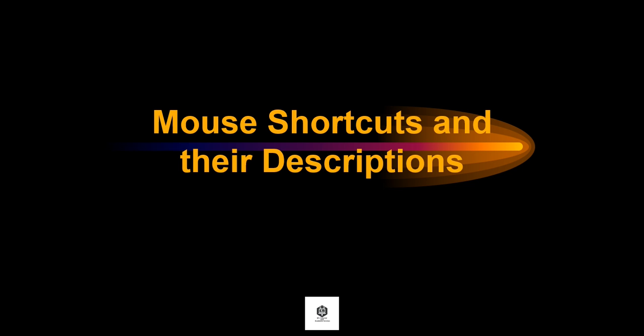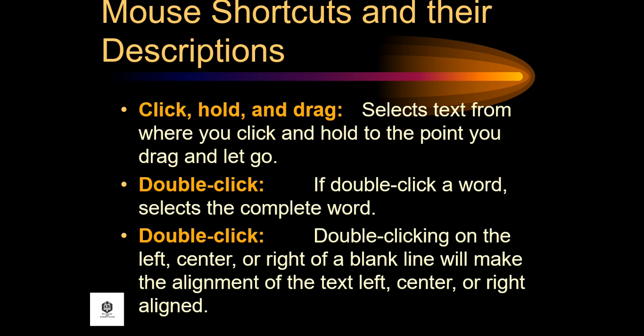How about mouse shortcuts and their descriptions? For example, click, hold, and drag selects text from where you click and hold to the point where you drag and let go. Double-click a word, selects the complete word.